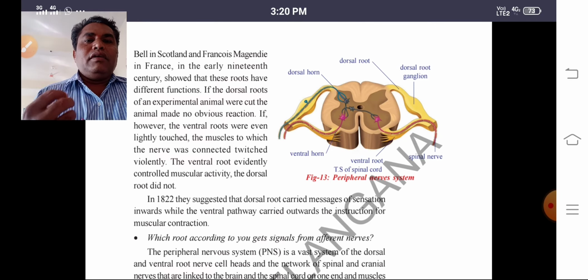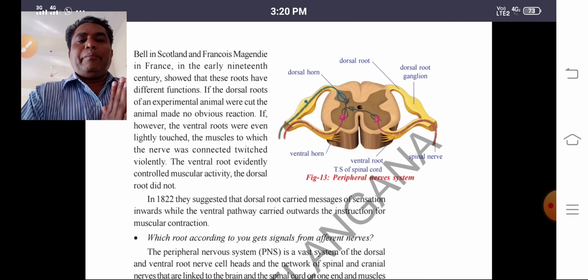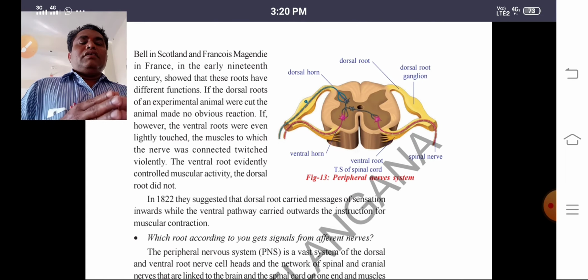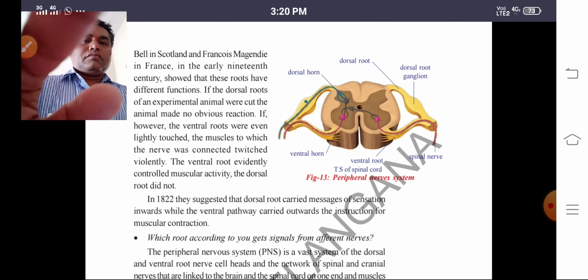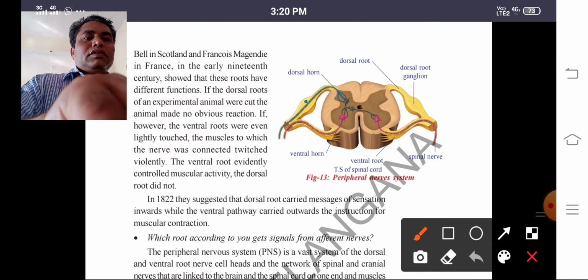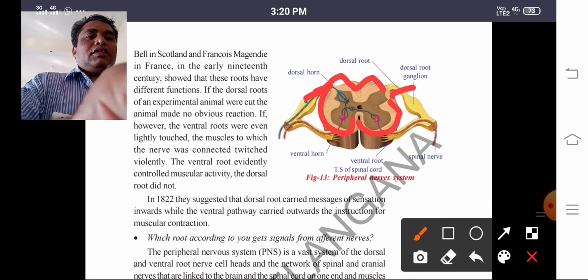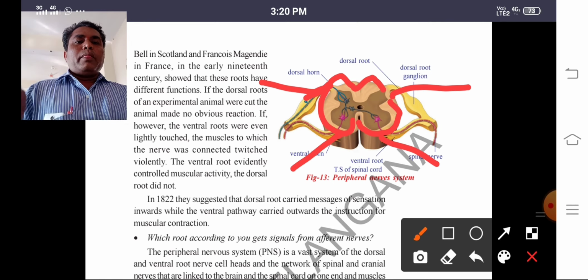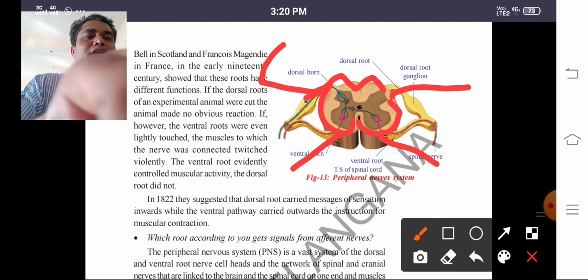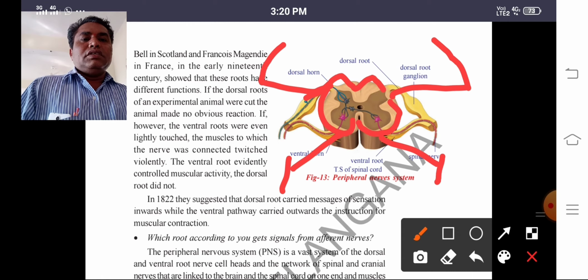So you have to keep in mind that when we take the spinal cord, it seems to be a butterfly or alphabet H shape. So this is the spinal cord, you can see this, and it has two horns. This is one horn, this is the other horn. So this side and this side, these are the horns. The above two, this one and this one, are called dorsal horns, and the lower ones are called ventral horns.